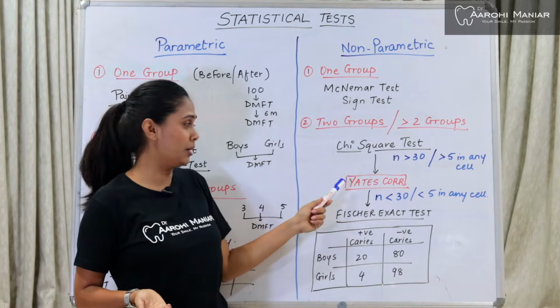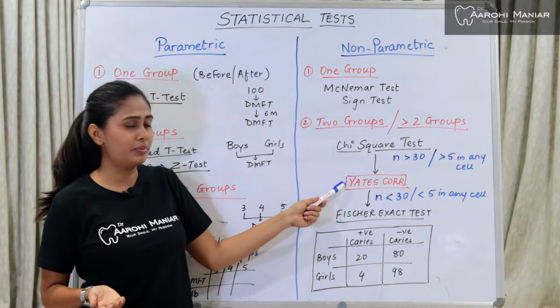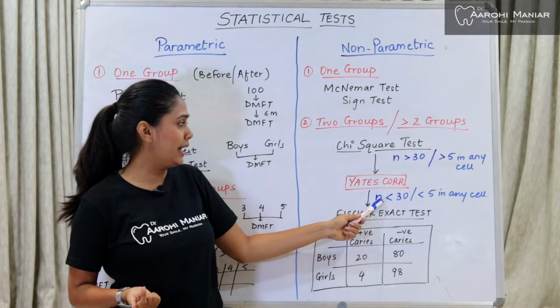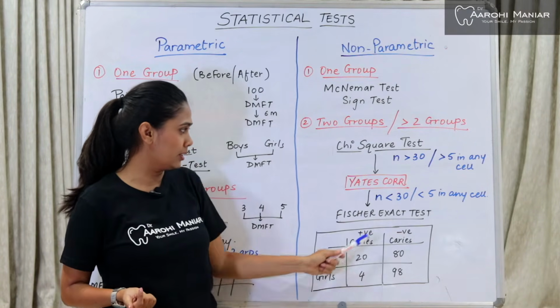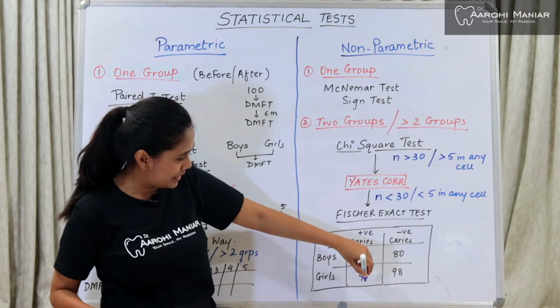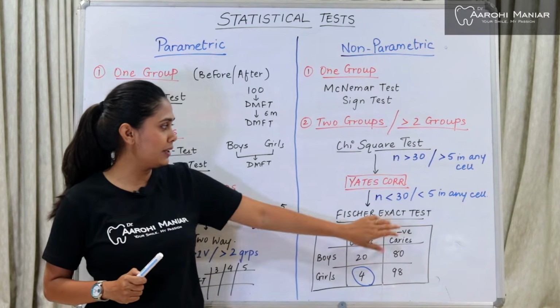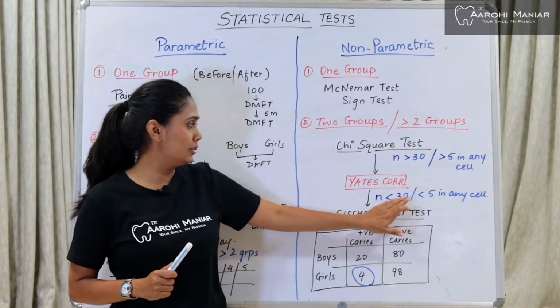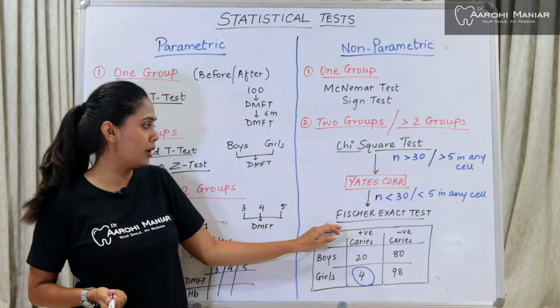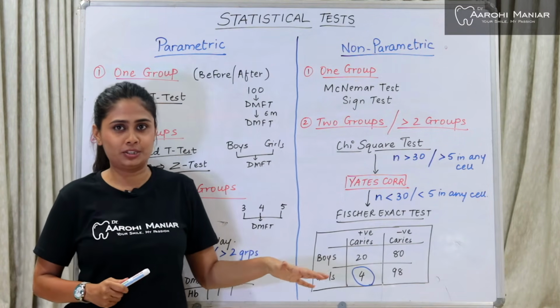So somebody called it a Yates correction. What happens in Yates correction is when the n is less than 30 like here, or when there is less than 5 in any cell. So if this is less than 5, 4 is less than 5 obviously, so in one of the cells we have a number less than 5. Such kind of cases can be solved with our Fisher exact test. So that is all about our non-parametric test.